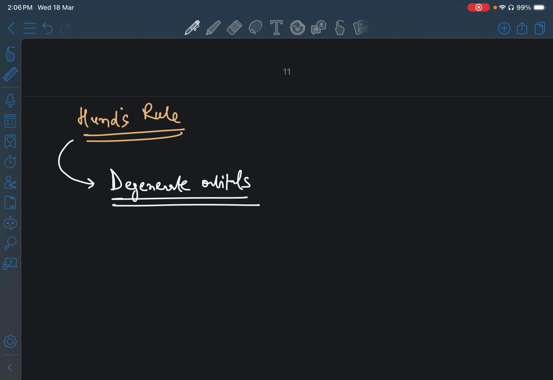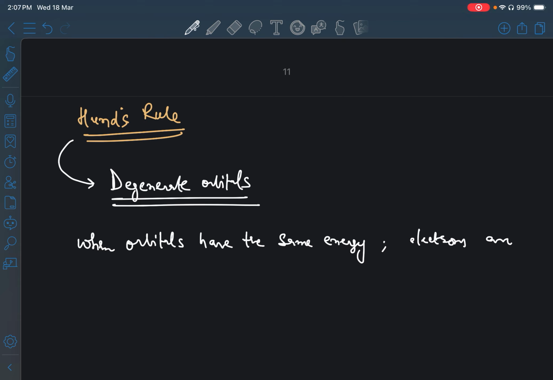That's a very important point here. Let me write it here. When orbitals have the same energy, electrons avoid pairing unnecessarily. That's a very important point here.